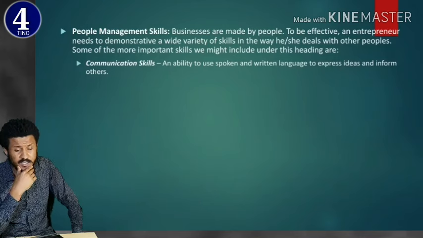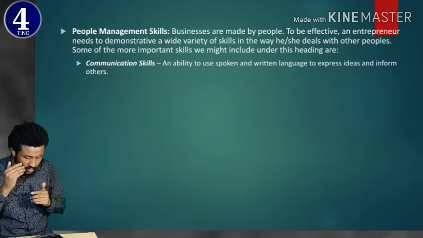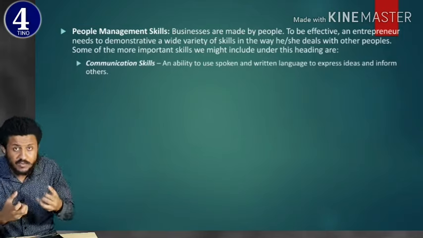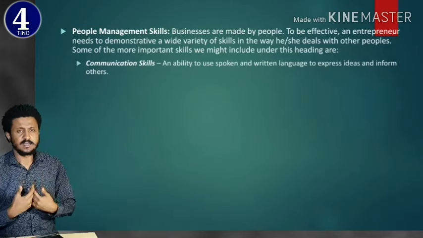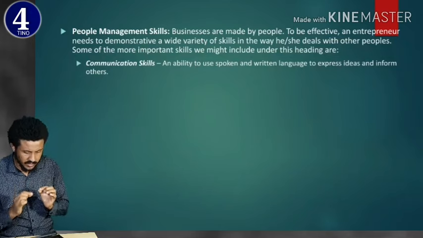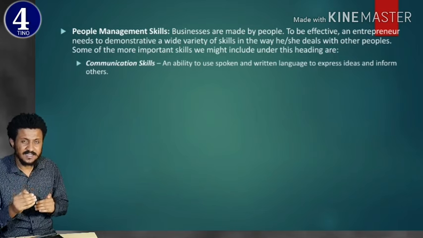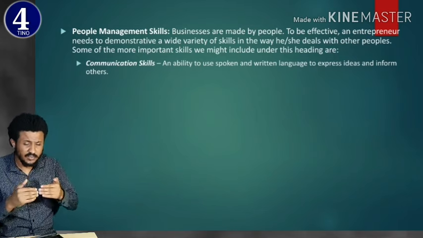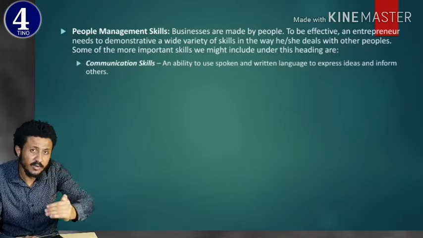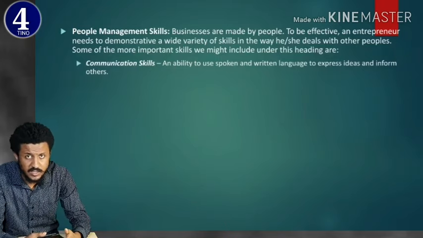So first of all, communication skill is the first kind of people management skill. Communication ማለት it is the ability to use spoken and written language in order to express ideas and inform others. ያለንን ሐሳብ መናገር ብቻ አይደለም actually, ማንንም ሰው መናገር ይችላል, ማንንም ሰው መጻፍ ይችላል, ግን ማስተላለፍ የፈለግነውን መልእክት, the message that we are trying to pass to others, must be delivered to the receiver. ስለዚህ ያ ሰው በሚገባው መልኩ ማስቀመጥ መቻል አለብን, ያ ሰው በሚገባው መልኩ መጻፍ መቻል.